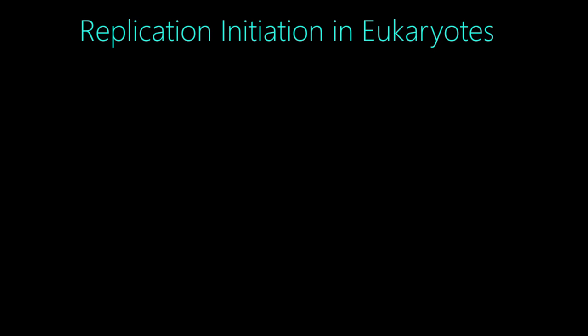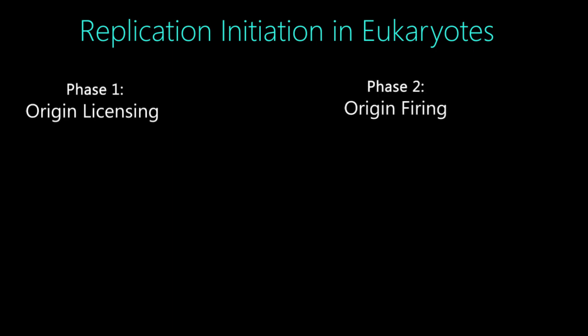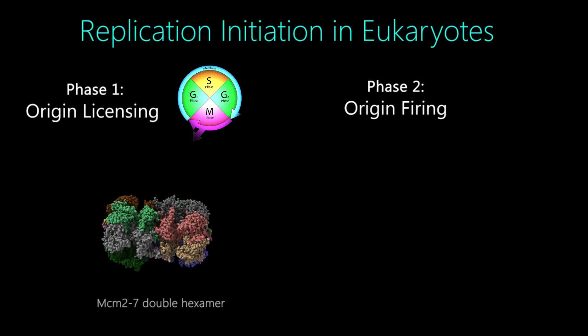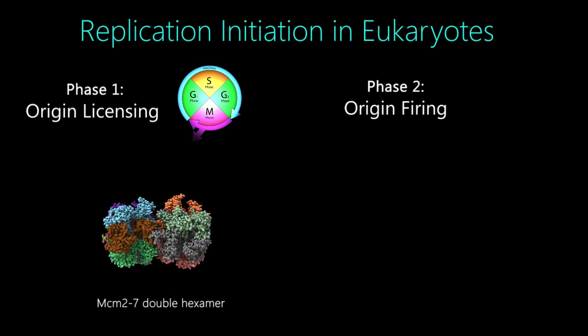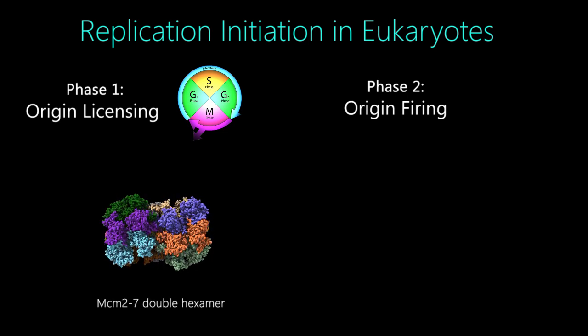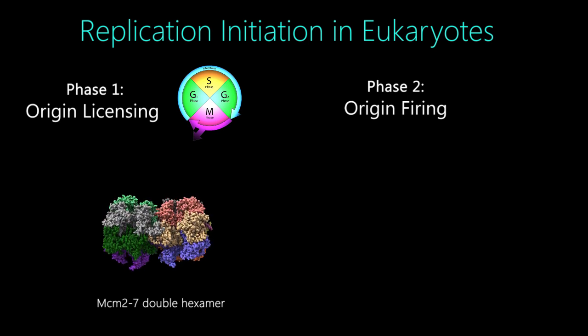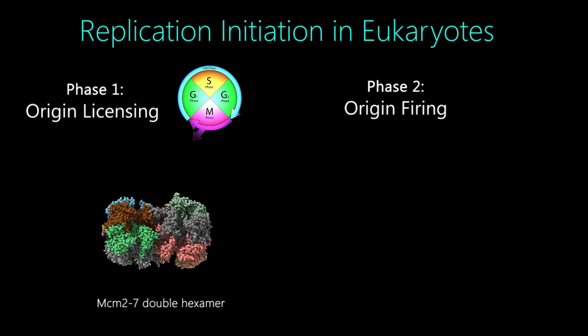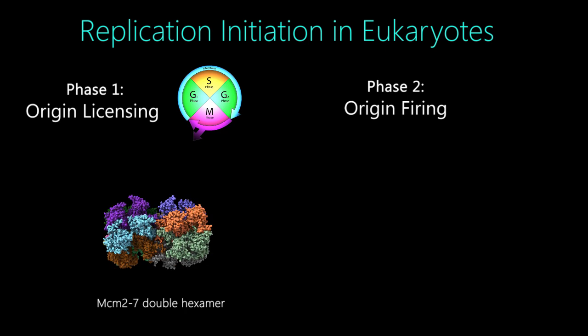DNA replication is initiated in eukaryotes in two distinct phases: origin licensing and origin firing. Origin licensing occurs in late mitosis or early G1 phase of the cell cycle. In this phase, the pre-replication complex is formed, which ultimately leads to the assembly of the MCM2-7 complex at the replication origin in an inactive double hexamer.